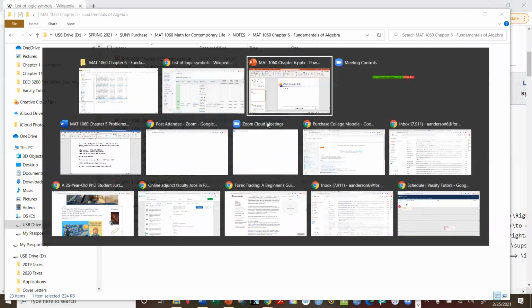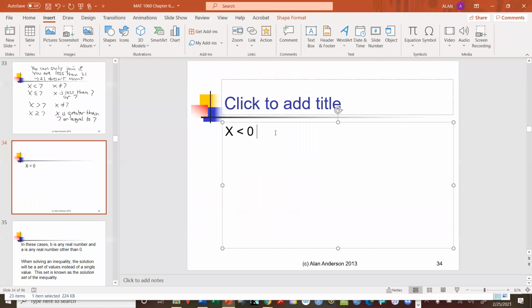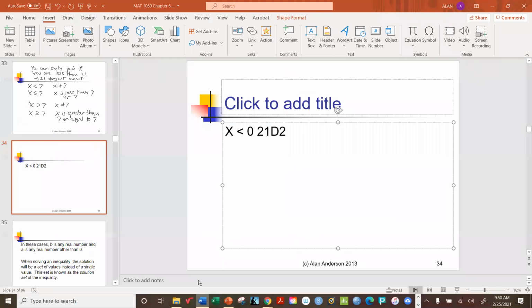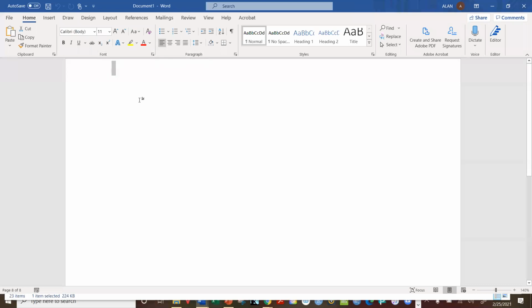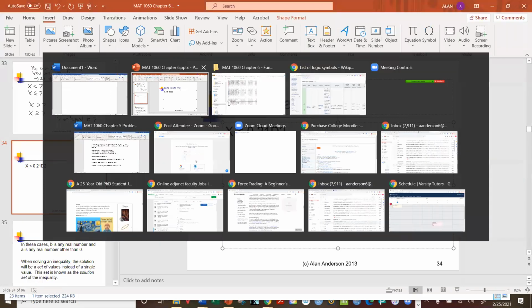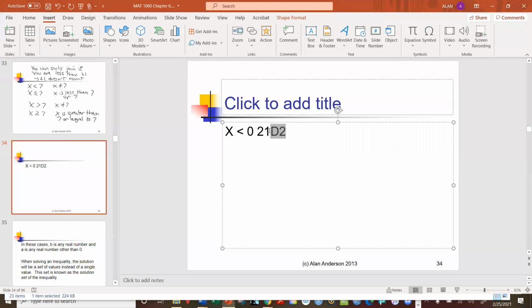Let's see if I can reproduce this. No, it doesn't work in PowerPoint. It only works in Word. Hold on. This is kind of awkward. There we go. There's my arrow. All right, we're going to use this.